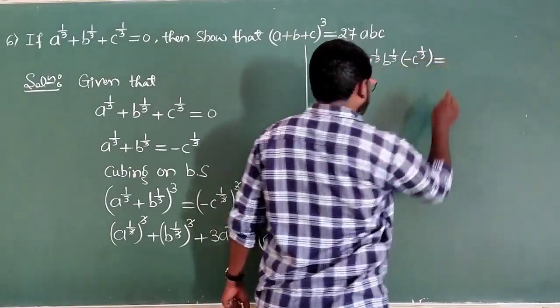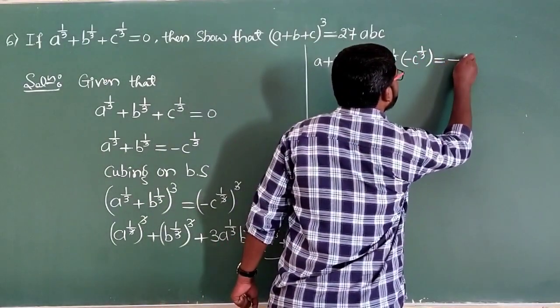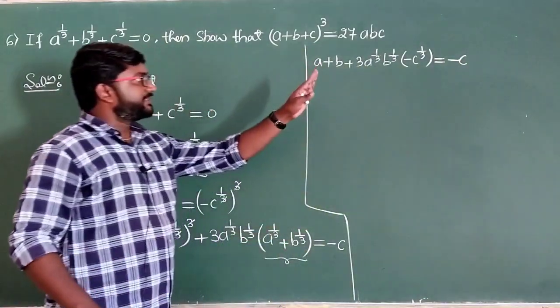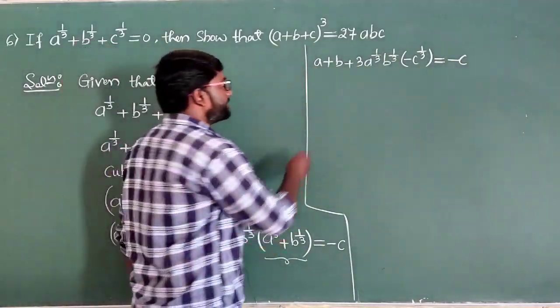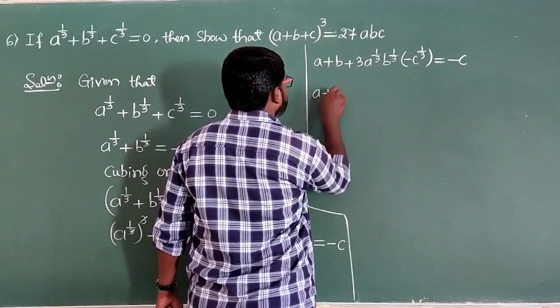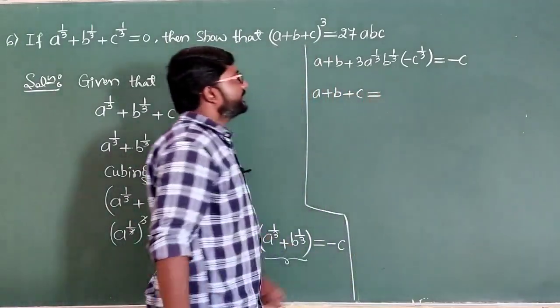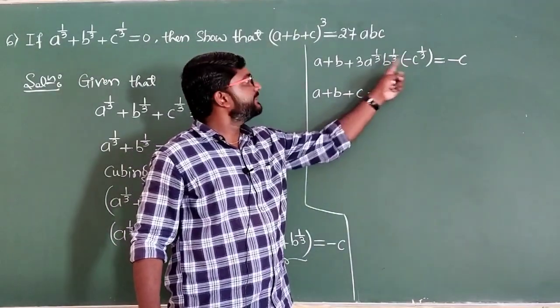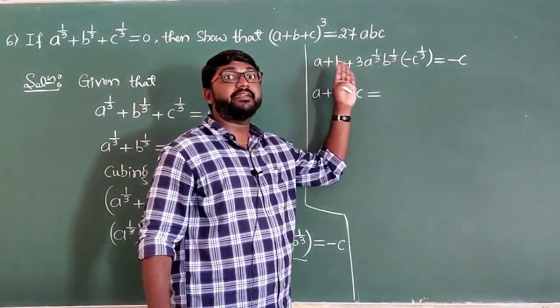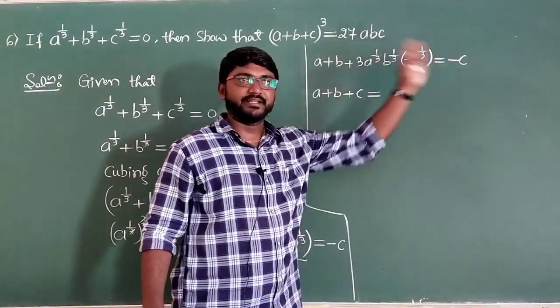This is equal to minus c. So in the next step, I take minus c to the LHS. It becomes plus c. See here, a plus b plus c is equal to, and here we have the minus sign. Minus into plus is minus. And I take this entire term to the RHS.